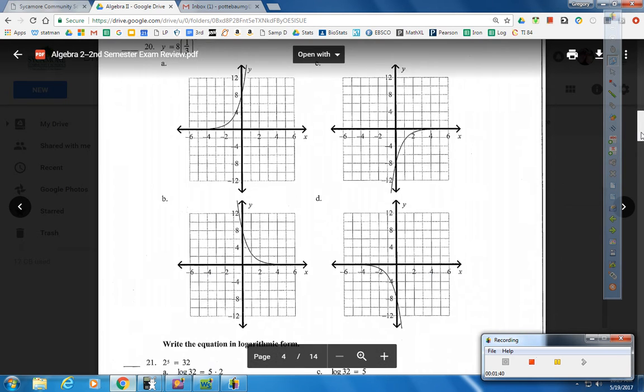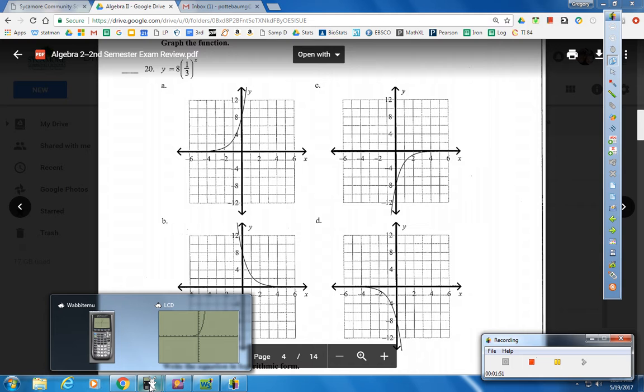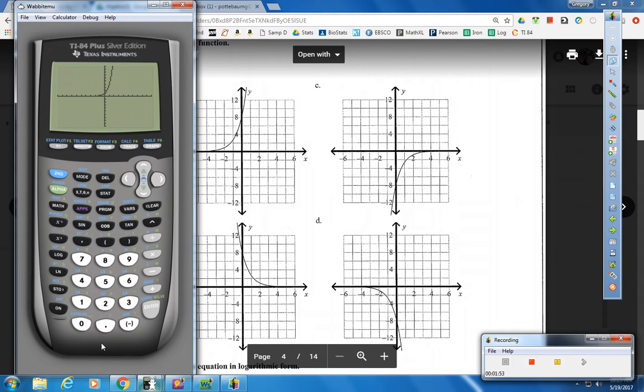All right, graph the function again. We're going to do the same thing. This time we have to be careful. We have to put it in parentheses, okay? So just be careful with how you use this. All right, number 20, it's 8 times 1/3 to the x power, so y equals, and we're going to clear this out. It's 8, and then I'm going to put this in parentheses, 1/3 raised to the x power, okay? And then I graph it.